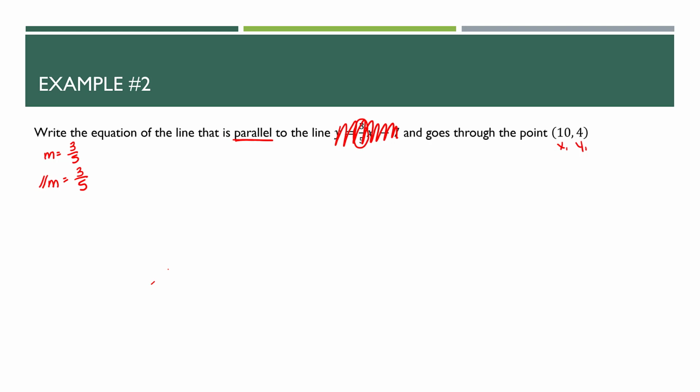Now we can use our point slope form. y minus y1 equals m times x minus x1. And I'm going to plug in the x1, y1 for my point, and m is going to be that parallel slope. So y minus 4 equals 3/5 times x minus 10. Distribute your slope.